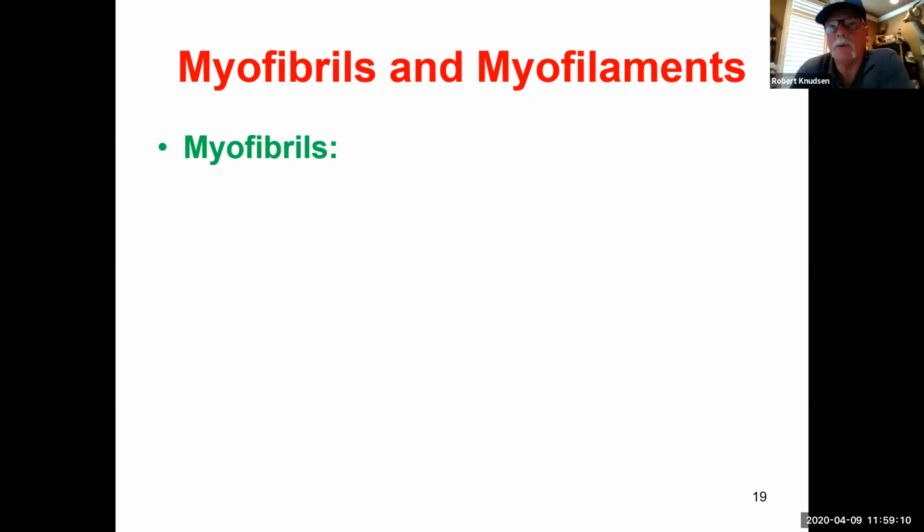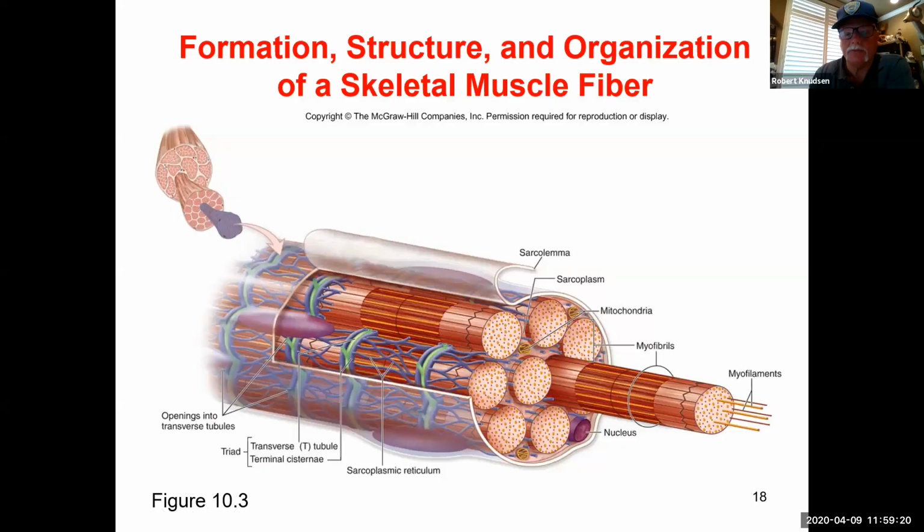Myofibrils. Okay, now we're in a muscle cell, which is a myofiber, and it has clusters of these. These are myofibrils. See it right here? Myofibrils, that's what that circle is showing you. And inside the myofibrils are the myofilaments, actin and myosin.